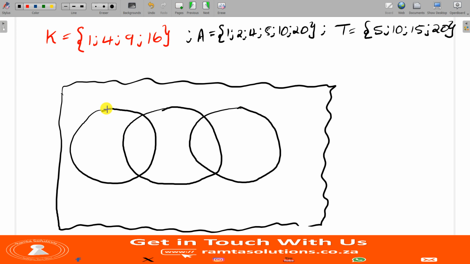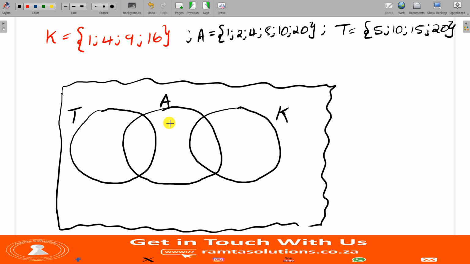I must put Tiamo in the center. Let me try this. No, I should put Anati in the center, and then I'm going to put Kensani. No, I'm going to put Tiamo here, and then I'm going to put Kensani here.